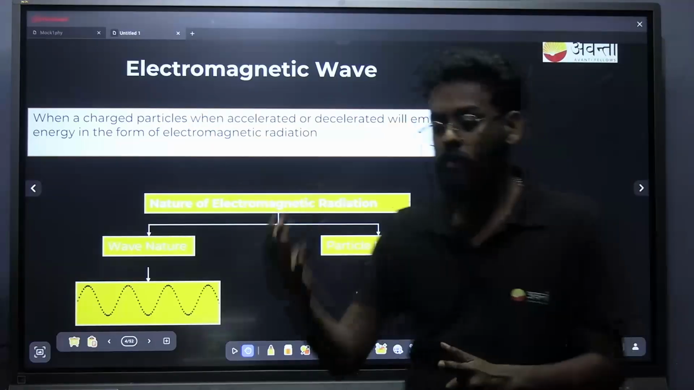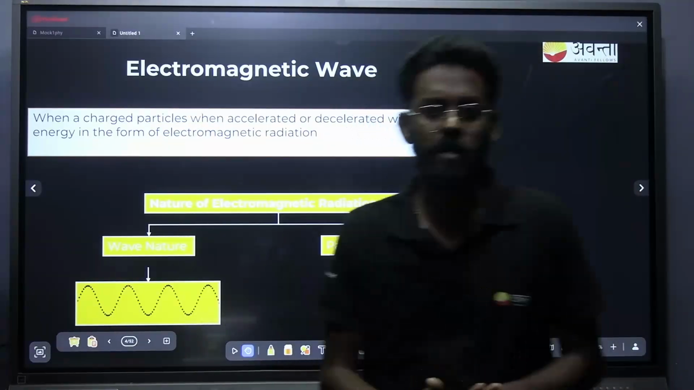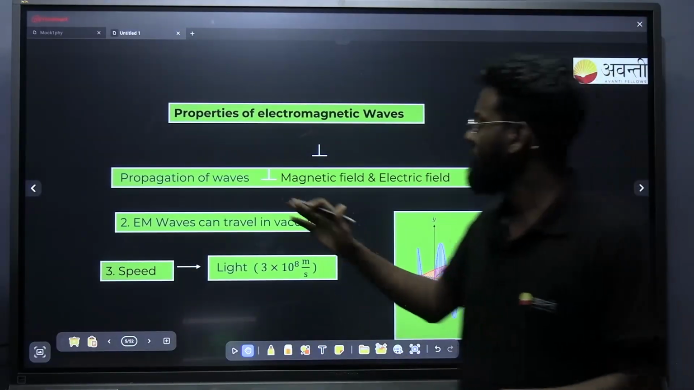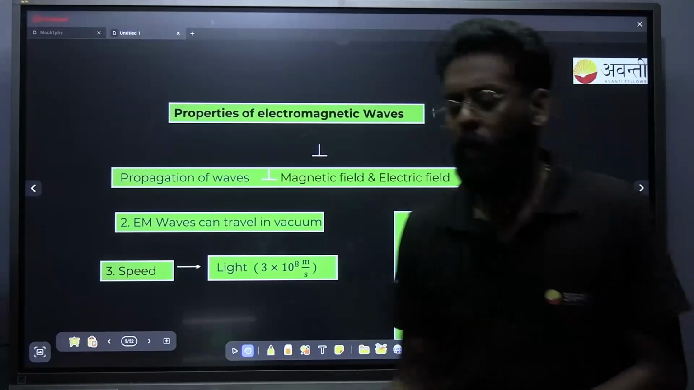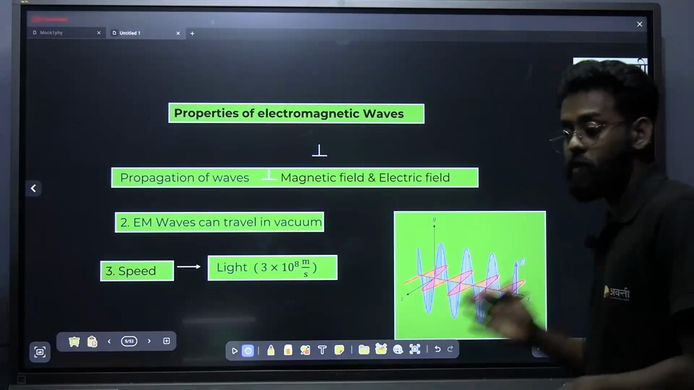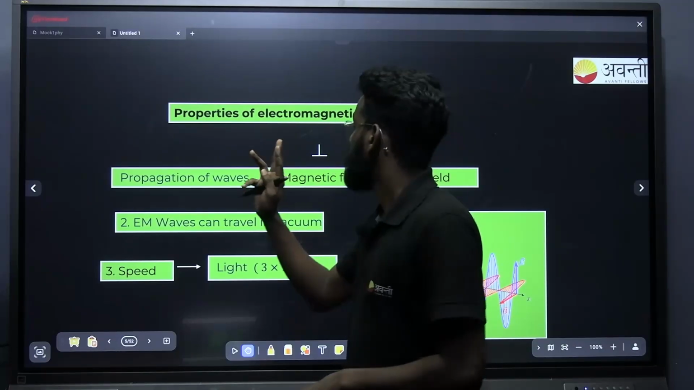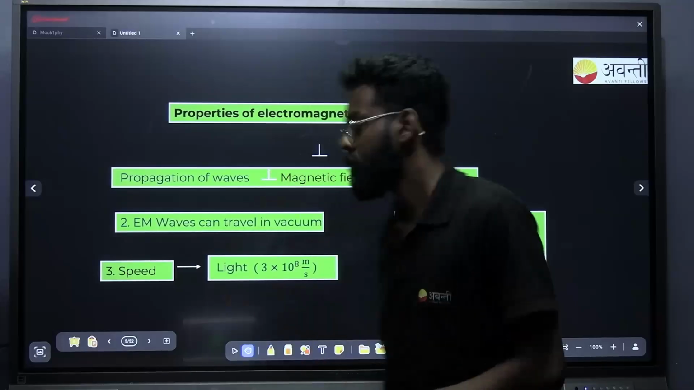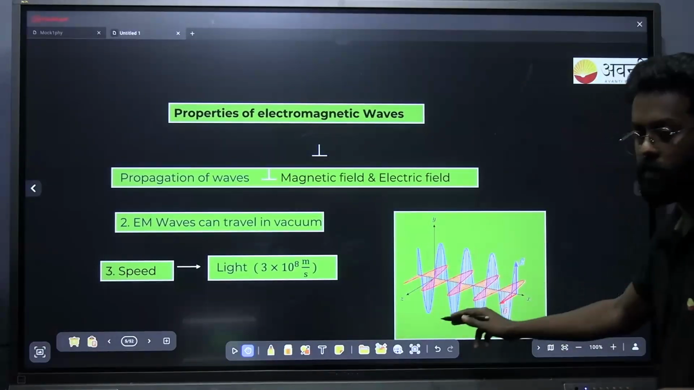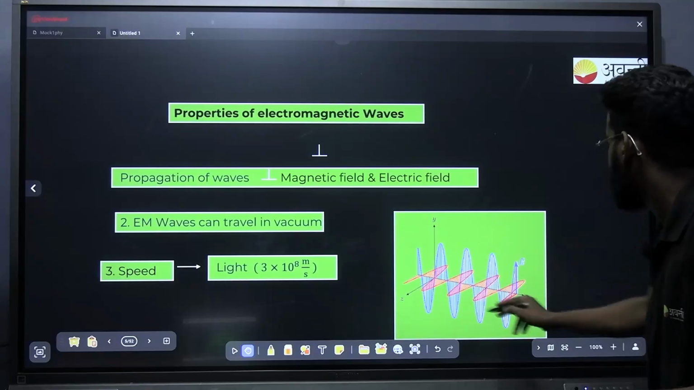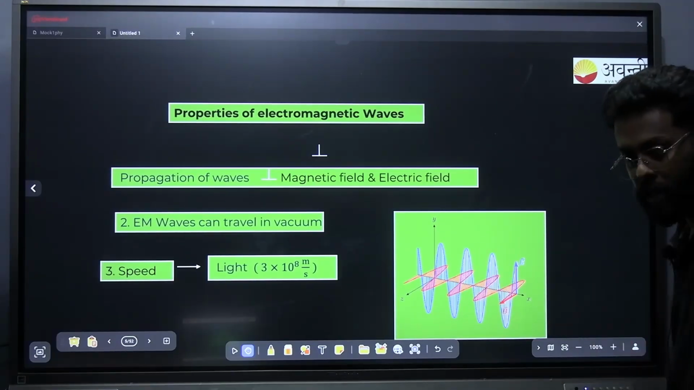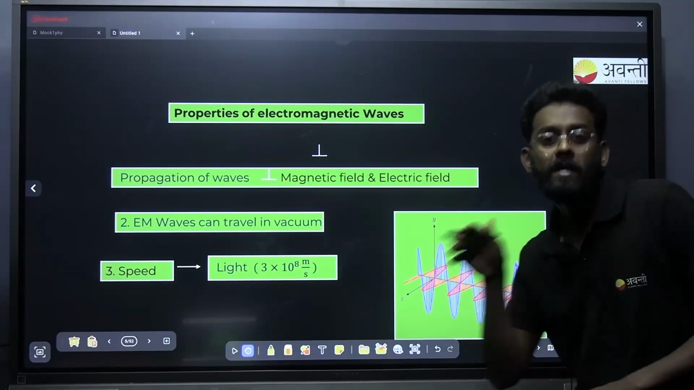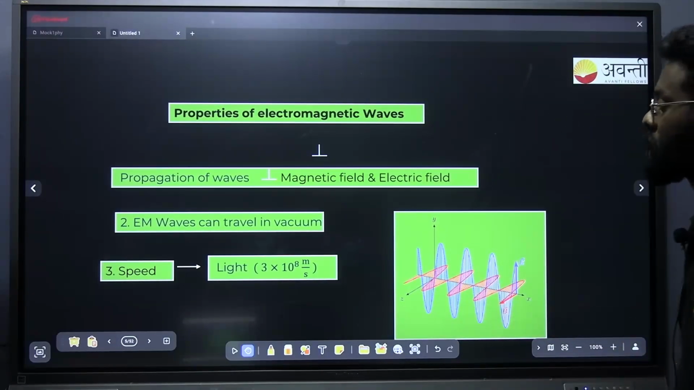So first we can see what the wave character of electromagnetic radiation is. For understanding the wave character of electromagnetic radiation, we will go through its properties. Which are the properties of electromagnetic radiation? In an electromagnetic radiation, there are two fields: one is the electric field and the other is the magnetic field. If you see this graph, the electric field is in the x direction, the magnetic field will be in the y direction. Then the direction of propagation of the wave will be the z direction. That is one of the properties of electromagnetic radiation.